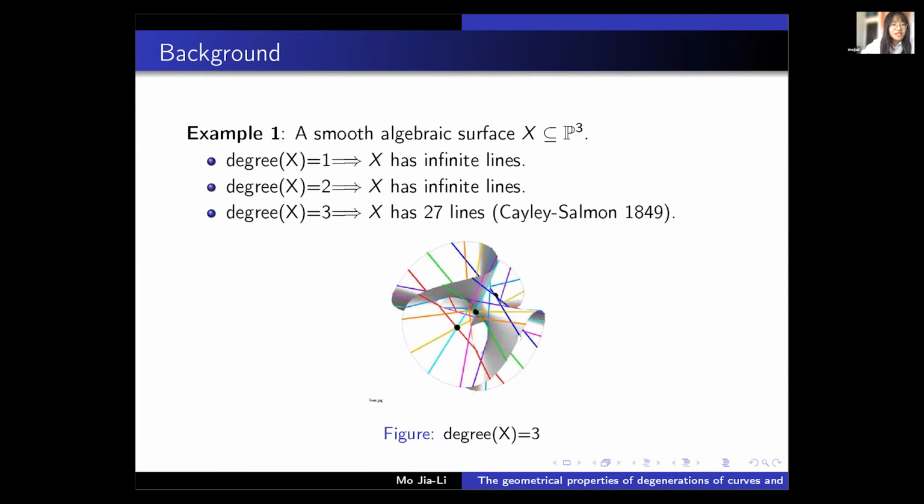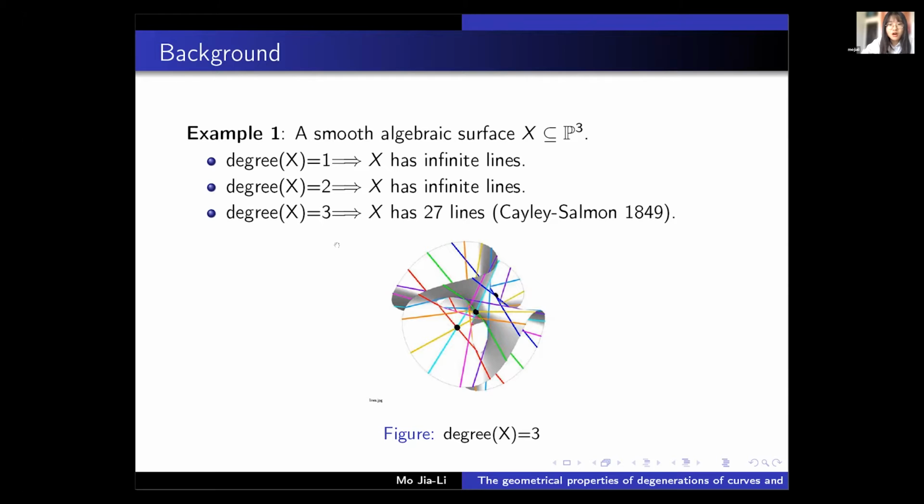Now, let me give you 3 examples. First, example 1. A smooth algebraic surface X belongs to P3. If degree X is equal to 1, then X has infinite lines. If degree X is equal to 2, then X has infinite lines. But if degree X is equal to 3, then X has 27 lines.